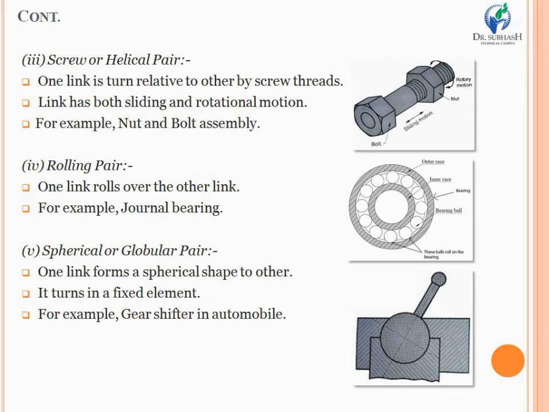The fourth type of pair is the rolling pair. When two links are connected in such a way that one of the links rolls over the other link, then we can say that it is a rolling pair.